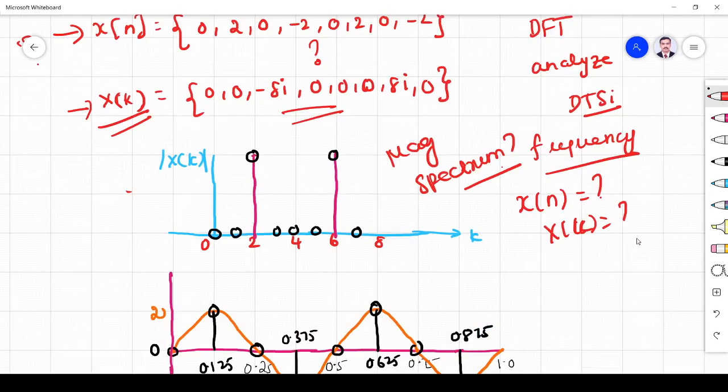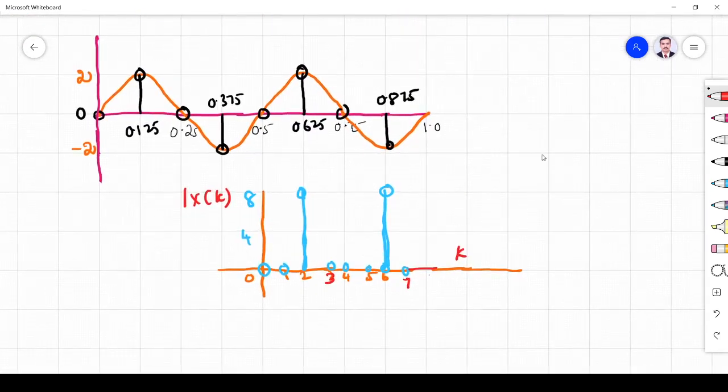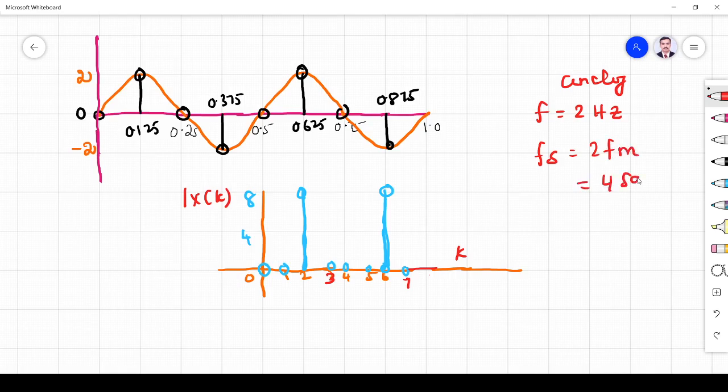Now I take you to one simple example of this figure. Let us assume that we have a signal of frequency f equal to 2 Hz. This is an analog signal, 2 Hz, right? If this must be converted into a digital signal as per the Nyquist sampling theorem, I have to take 2 Fm. So the maximum frequency is 2, so I need to take 4 samples per second. In 1 second I have to take 4 samples, right?